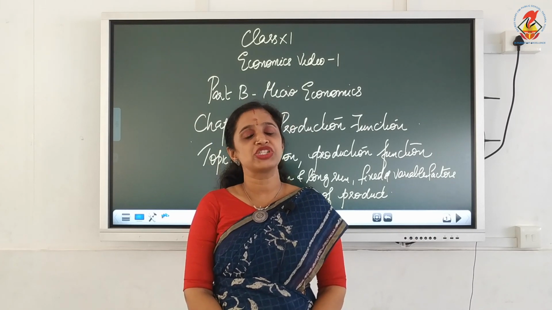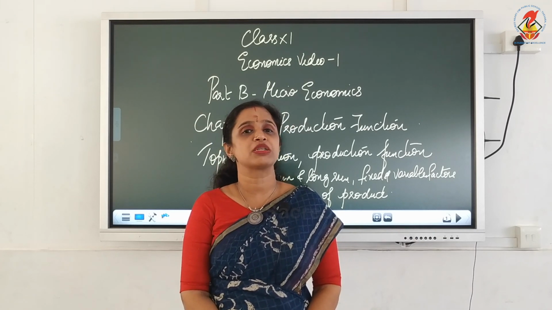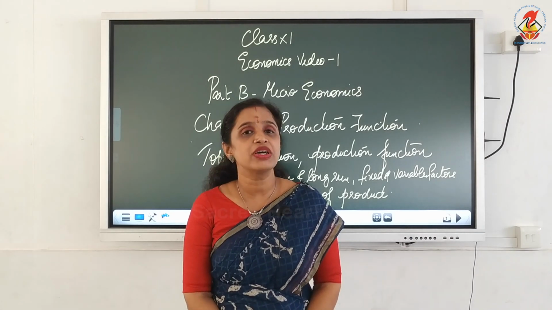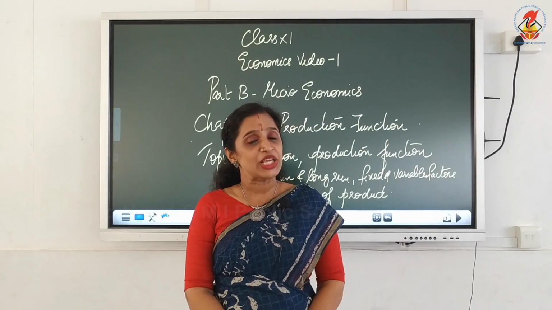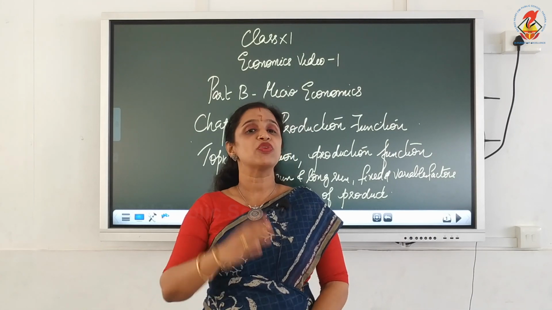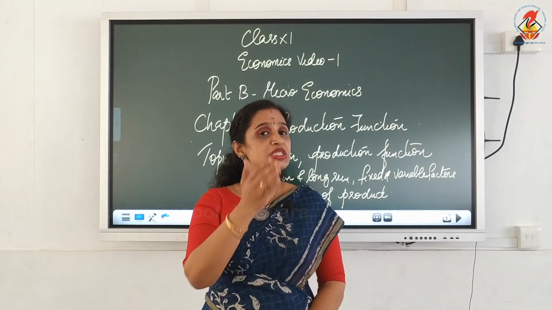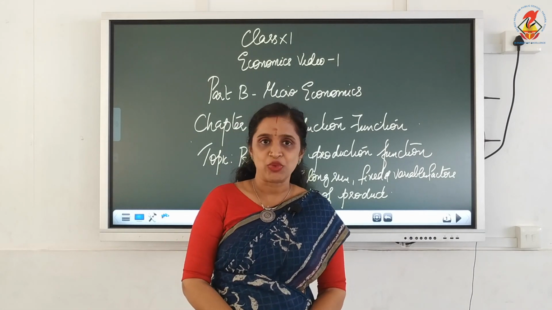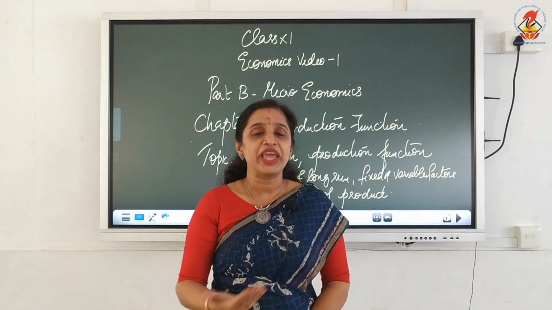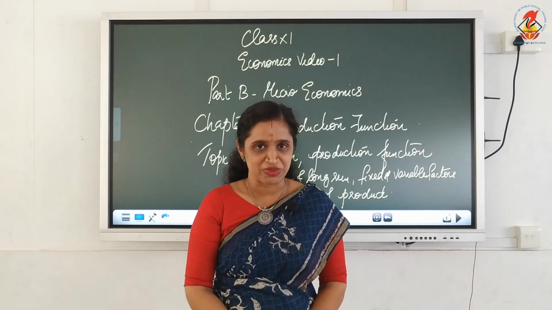So the chapter production function speaks about producer behavior and supply, just as consumer equilibrium and demand. There we learned two important topics. One is how the consumer reaches the equilibrium and what is demand. Likewise, how the producer behaves in the market like consumers.